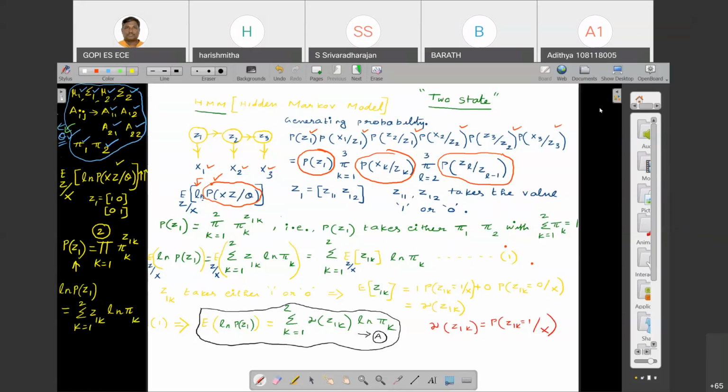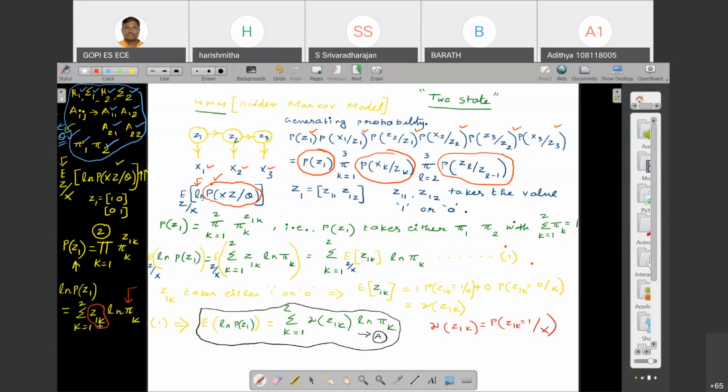So now we have taken this ln, and now we are interested in getting this expectation over z. So the variable is z here. This is what we are going to take the expectation over, because this pi k and all is not going to be related to the latent variable z, right? These are all prior things. So we have to take the expectation of z1k given x, right?